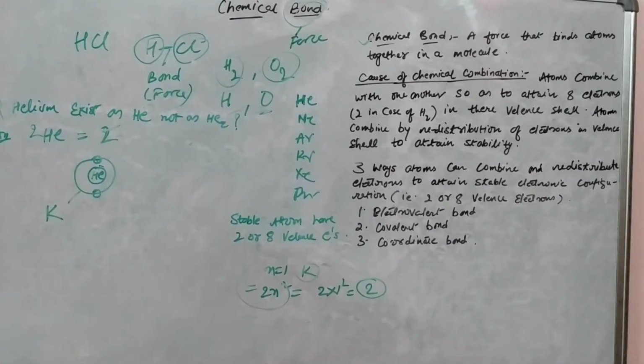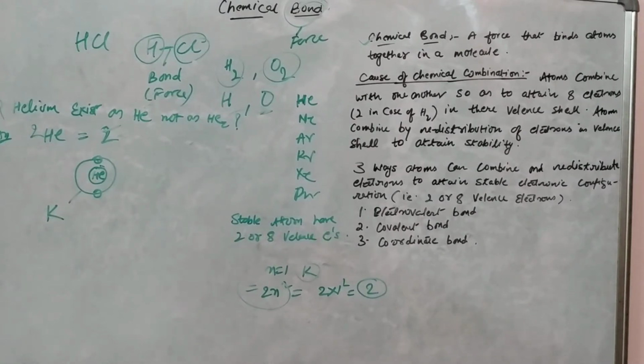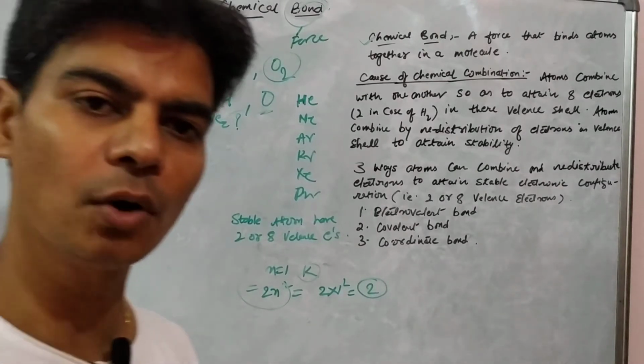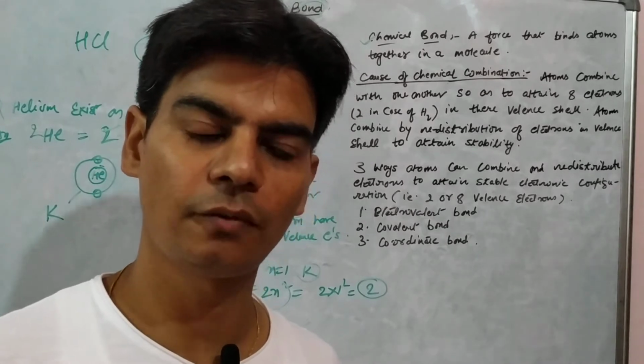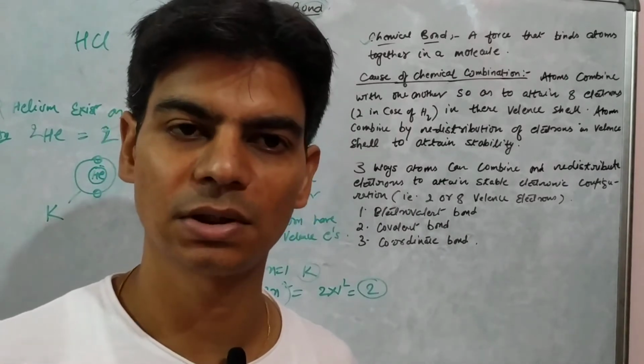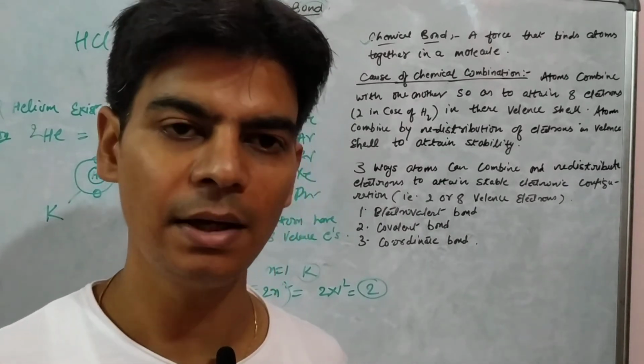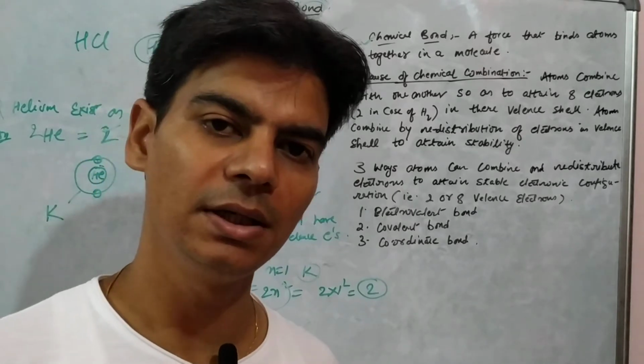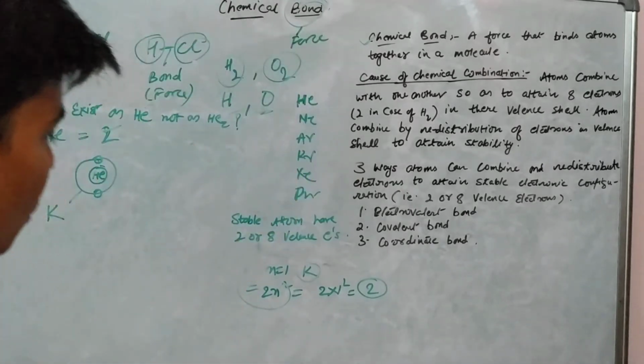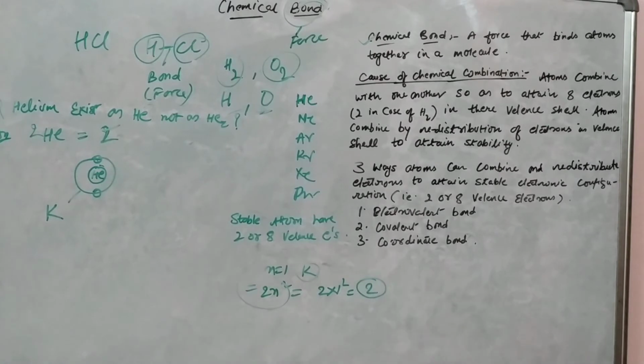So we got the answer why helium exists as He and not as He2, because helium already has a stable electronic configuration, it already has 2 electrons in its outermost orbit. That is why it does not react with other helium atoms and form an He2 molecule.